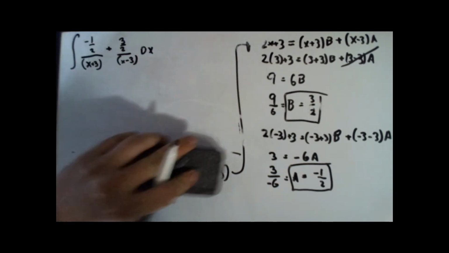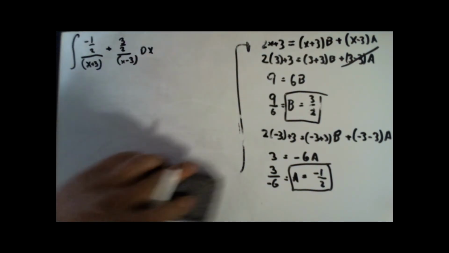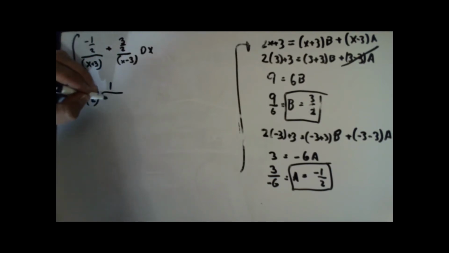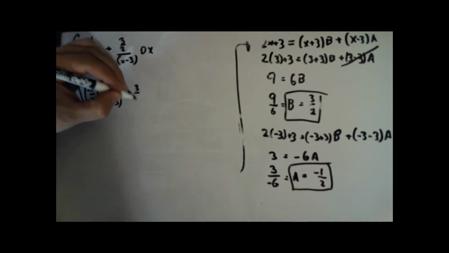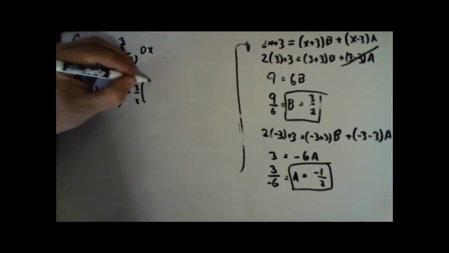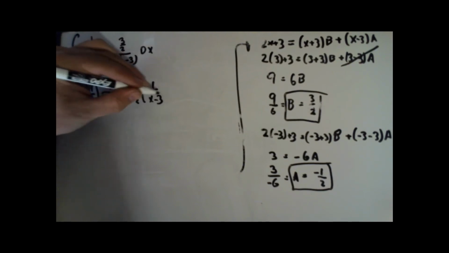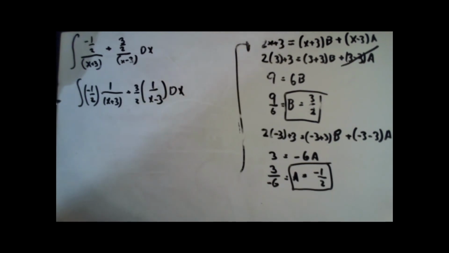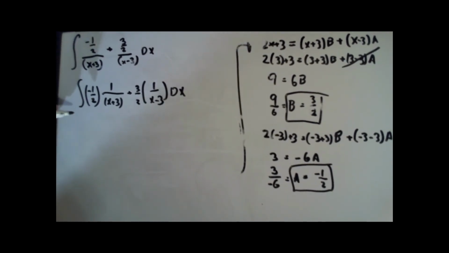So how do we integrate this? We can look at a few different ways. Ultimately, we're going to end up with natural logs. So I'm going to say negative 1 half times 1 over x plus 3 plus 3 halves times 1 over x minus 3 dx. And now I can really easily do my natural log integrals.